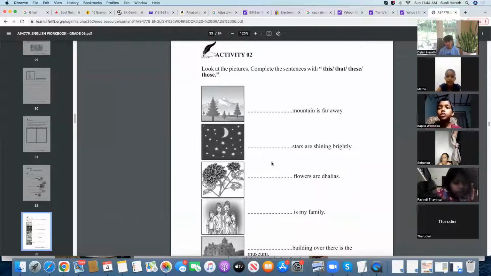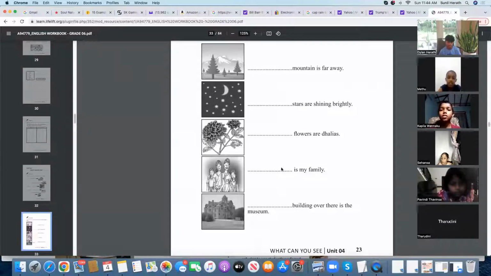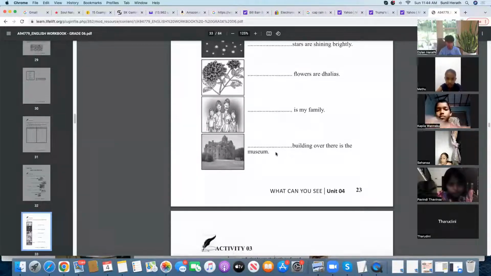Those stars are shining bright. Yes. Thank you. Yes, those stars are shining brightly. Next, blank flowers are... These flowers are dahlias. Yes, thank you. What is the next one? This is my family. Yes, and what is the next one? That building over there is a museum. Thank you. See, that was perfect.